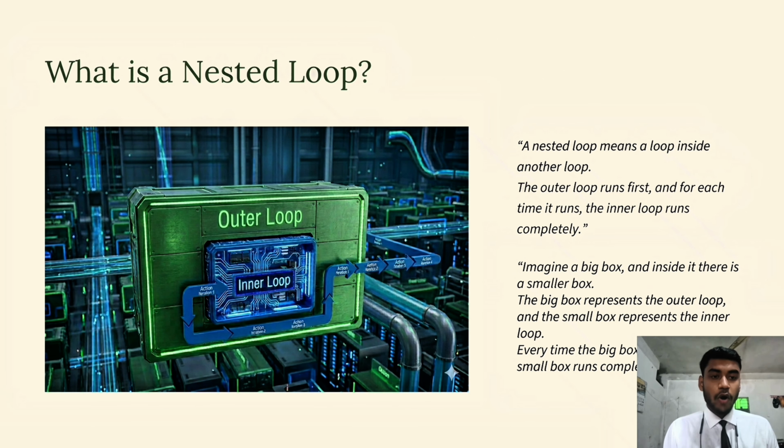First, let me explain what a nested loop is. A nested loop means a loop inside another loop. The outer loop runs first, and for each time it runs, the inner loop runs completely. To understand this more easily, imagine a big box, and inside it there is a smaller box. The big box represents the outer loop, and the small box represents the inner loop. Every time the big box runs once, the small box runs completely. This is the basic idea of nested loop.